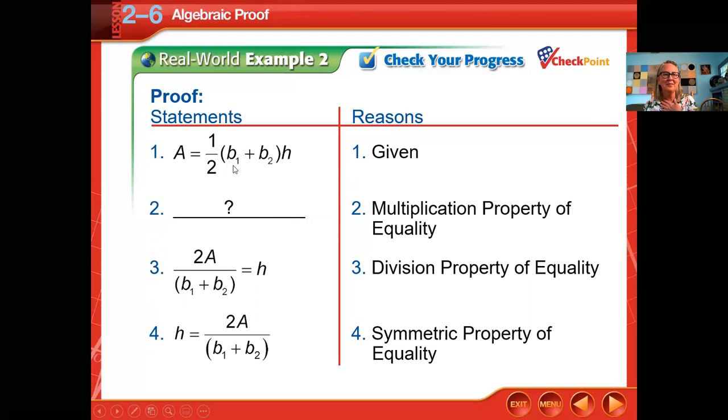So now they're going to multiply both sides by 2. Because I'll just show you. If you would multiply this by 2 and multiply this by 2, then these would cancel, and you would have b1 plus b2 times h left. And on this side, you would have 2a.